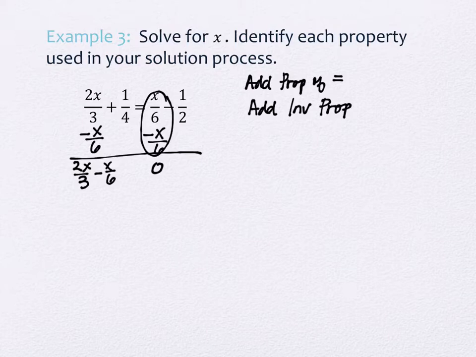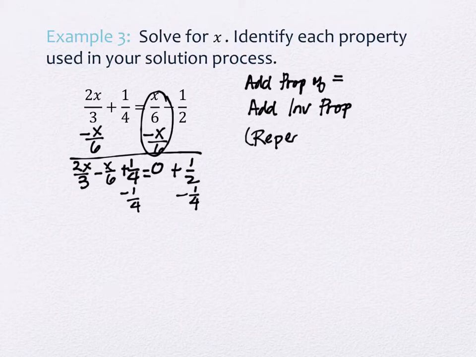And I still need to do the same thing with the 1/4. So I have 1 plus the 1/4, and on the other side the 1/2. So I need to move my 1/4. And it's the same thing, right? It's these properties again. It's the additive property of equality and then the additive inverse property. So these two right here, I'm just going to write the word repeat. I've done it twice. I did it with the x's and then I did it with the constants.